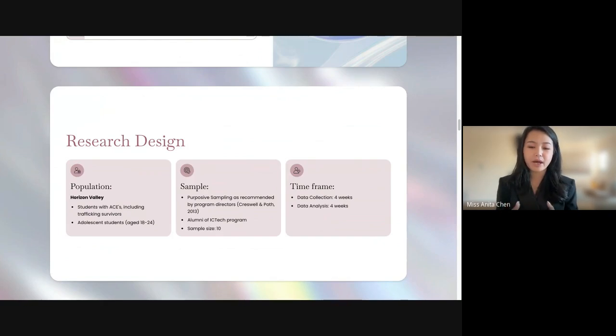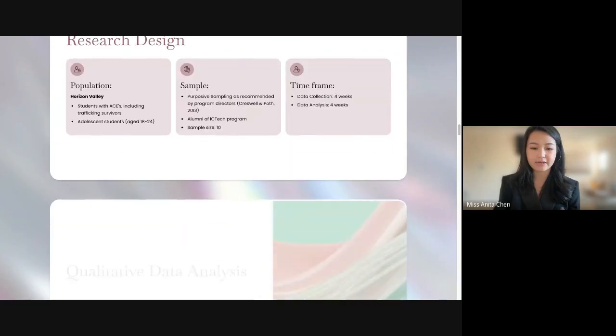As for my sample, I chose purposive sampling as recommended by the program directors and also other alumni. Again, they were the alumni of the IC Tech program, which allowed them to engage in transformative learning through digital learning tools such as Zoom, Google Coursera, and Cisco cybersecurity courses. The sample size was 10 students. As for the time frame, it took me about 4 weeks to collect the data and about 4 weeks to analyze the data.